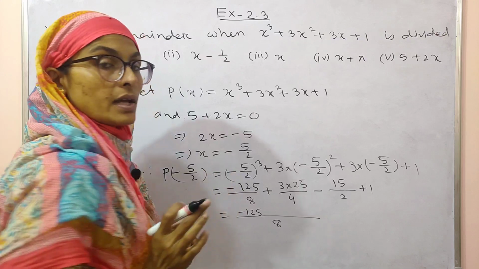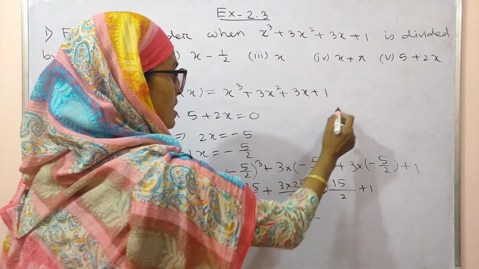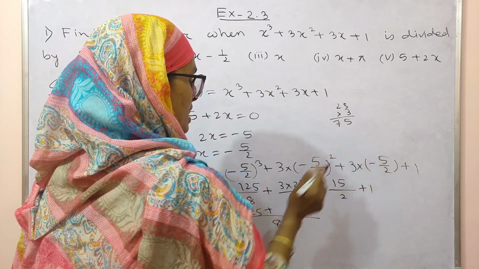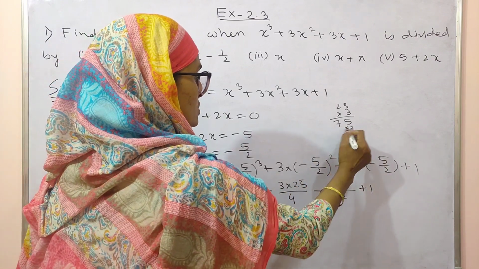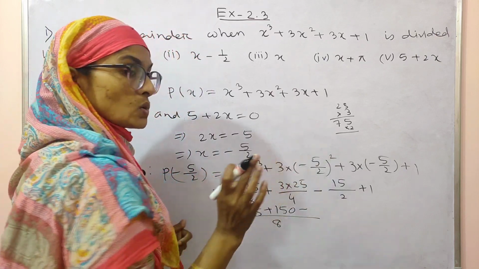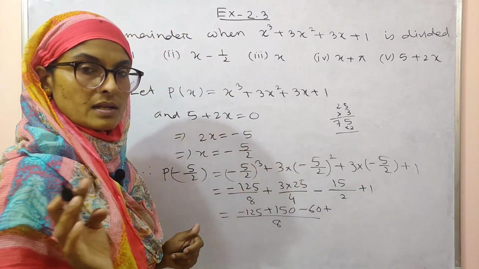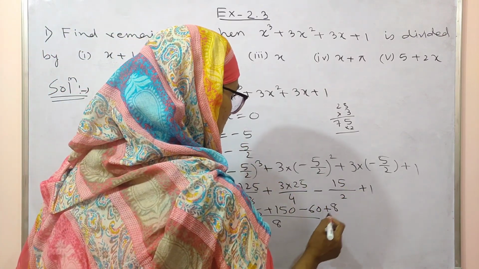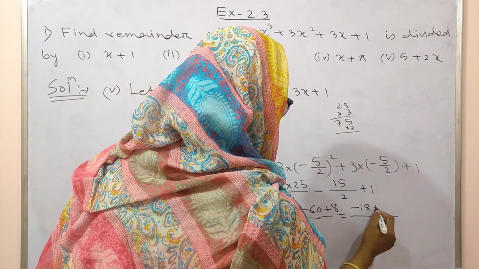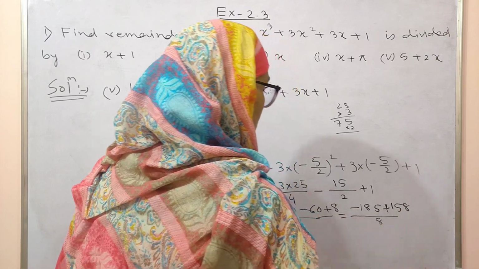Here divide 8 by 4, 2 times you will get plus 3 into 25. 3 into 25 you will get 75 and again 2, so you will get 150 minus, divide 8 by 2, 4 times. 4 15s are 60 plus here 1, divide 8, so 8 times 8 ones are 8.